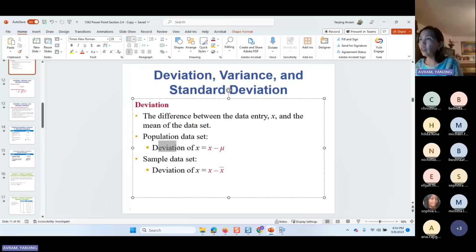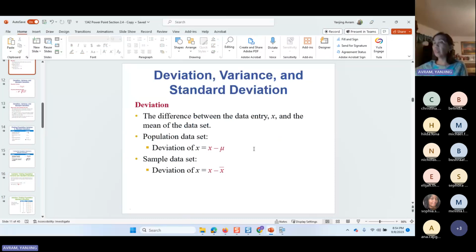Deviation here is using x minus mu, if you have a population. Mu is the mean, called the population mean. X bar here is called a sample mean. They are all mean, but just a slightly different situation. If this represents the population, you use mu. If this data set is from a sample, you use x bar.